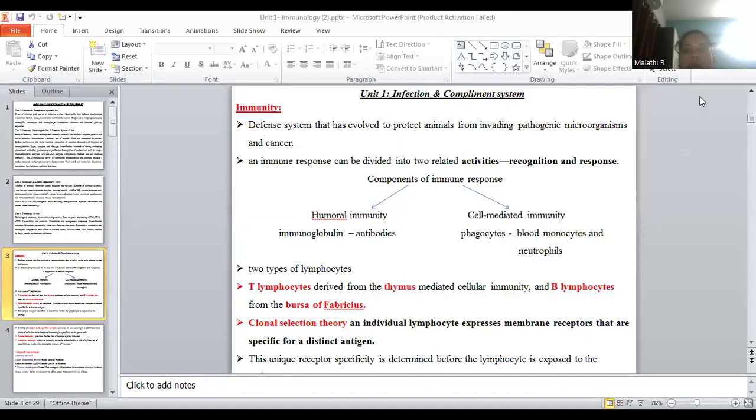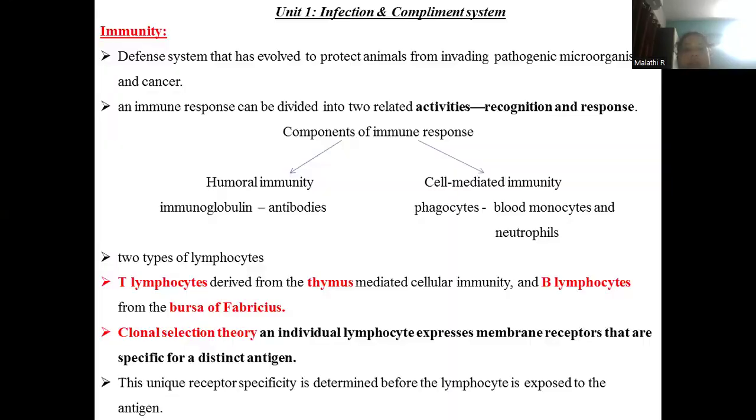Good morning, students. Today we will be discussing immunology, the immune system, and the basics of infection: how the complement system will be activated, and the complement cascade system. All those things we'll be discussing in the first unit. So your first unit deals with infection and the complement system.